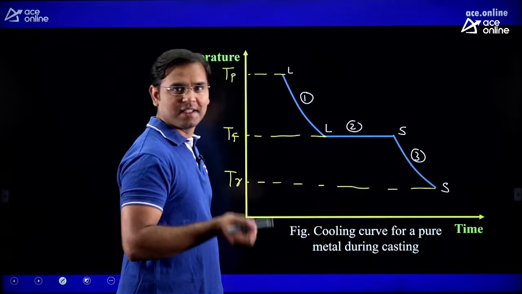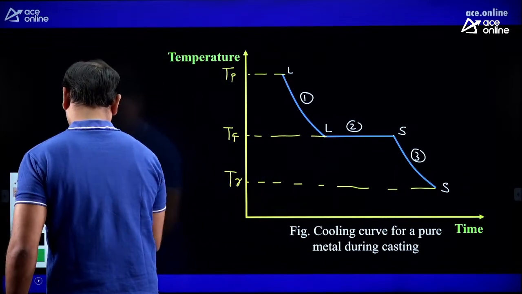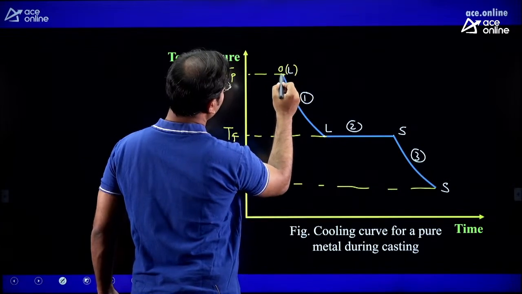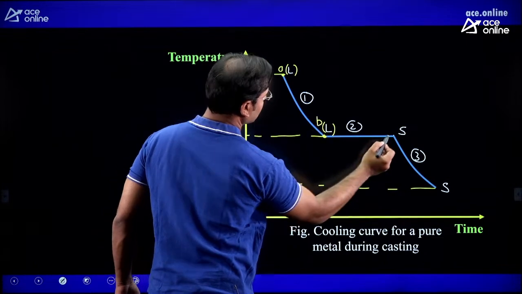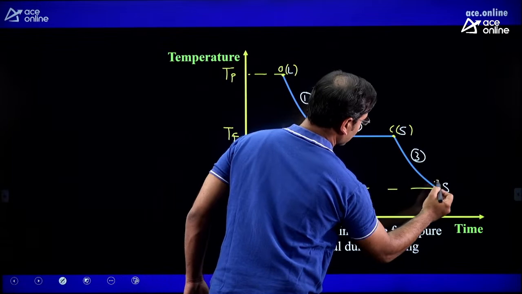While teaching, I am writing some points here, such as A, B, C, D. This is point A. This is point B. Here I am writing point C. And here I am writing point D.